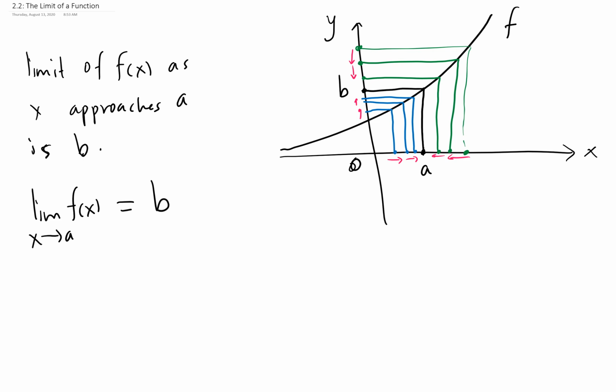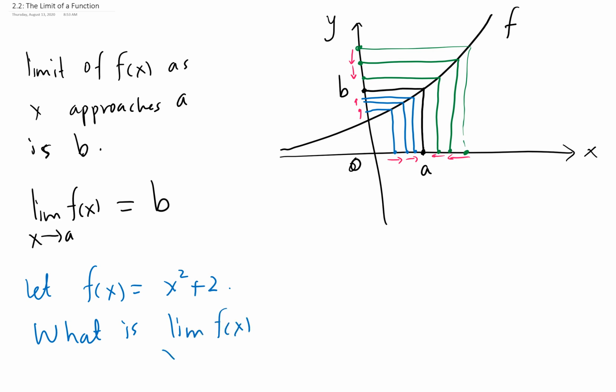If that's okay, I'm going to write an example here so I can show you how to handle this. Let f of x equal x squared plus 2. And the question would be, what is the limit of f of x as x approaches 3? Or you can write it like this, limit as x approaches 3 of x squared plus 2. What is that going to be?